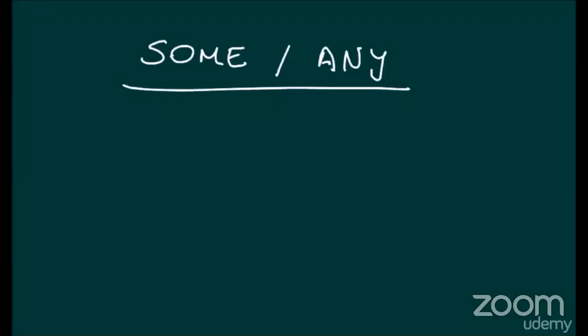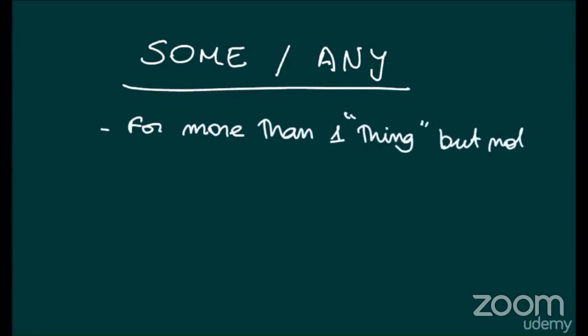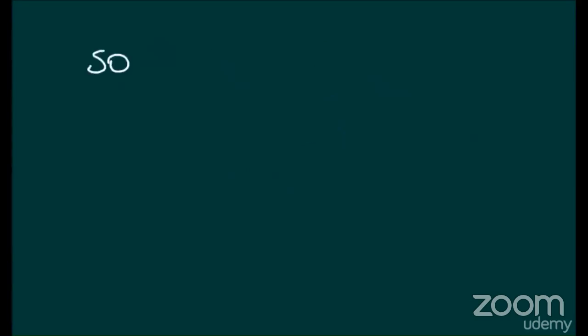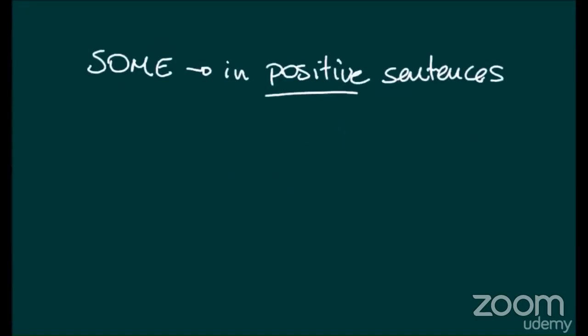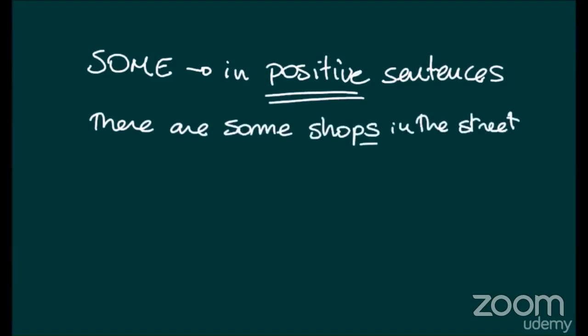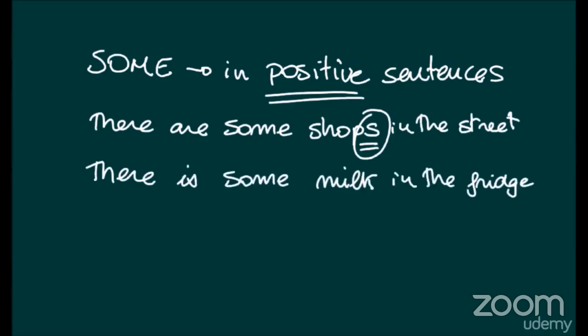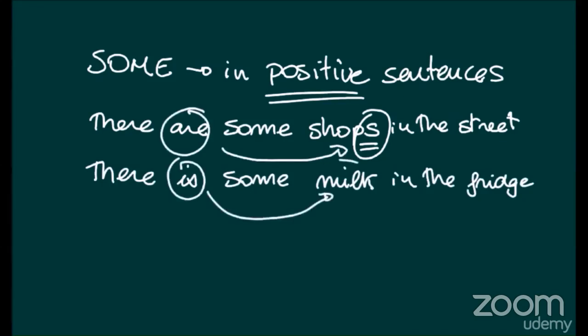Some, any. We use some and any when we want to say that there are more than one, but not a lot. As we use some or any when there is more than one thing, we put the thing in plural when it is a countable noun. We use some in positive sentences. There are some shops in the street. There is some milk in the fridge. Look that we say shops in plural because there is more than one.